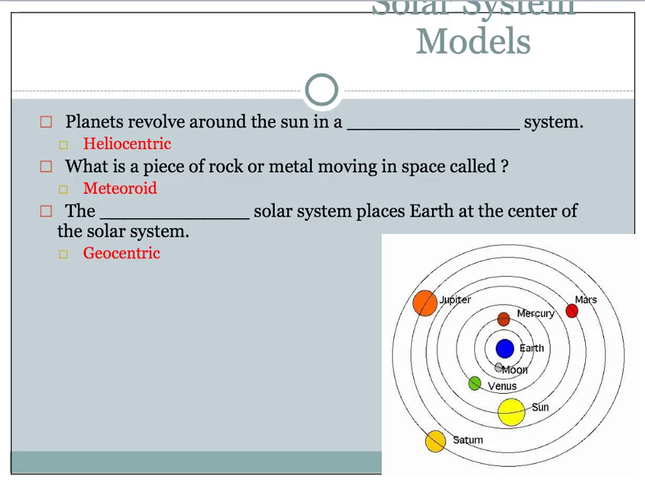What is a piece of rock or metal moving in space called? That's going to be meteoroid. That's a review from previous. Remember the oid? We're going to match up with outer. It's in outer space. Next one, the blank solar system places Earth at the center of the solar system. So the geocentric system places Earth in the middle. Obviously that's a difference and of course is incorrect as to the setup of our solar system. That should kind of throw up a flag as to how it really works.